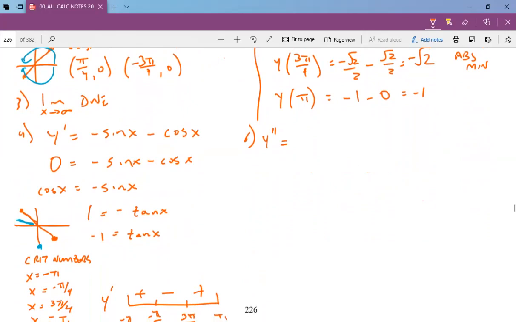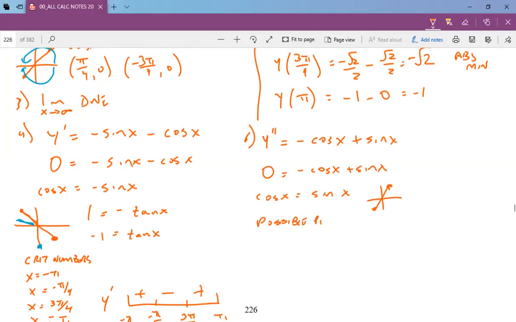Okay, so y double prime. So we're going to take our derivative of y prime, and our derivative of y prime ends up being negative cos x. Derivative of negative cos is sine. Where is this going to be equal to 0? It is when cos x equals sine x. So this gives us possible points of inflection.